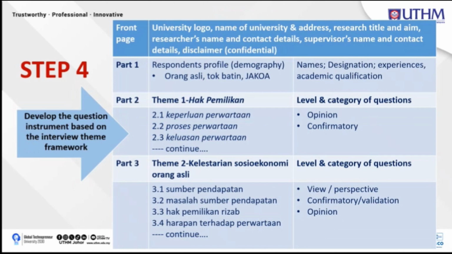And then for step 4, this researcher managed to compile everything together by developing this question instrument. So they get all the front page. You have the university logo, the name of the university and address, the research title and aim, the researcher's name and contact details, the supervisor's name and contact details, and a disclaimer if any.